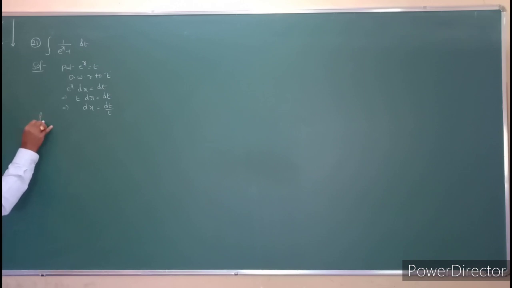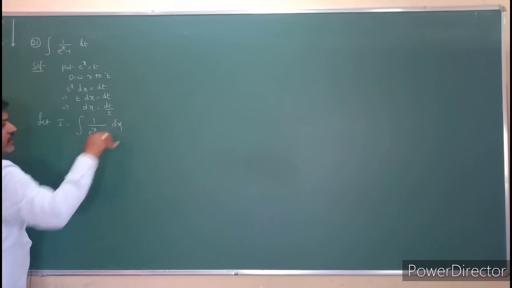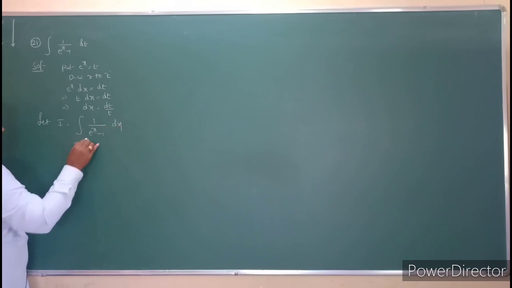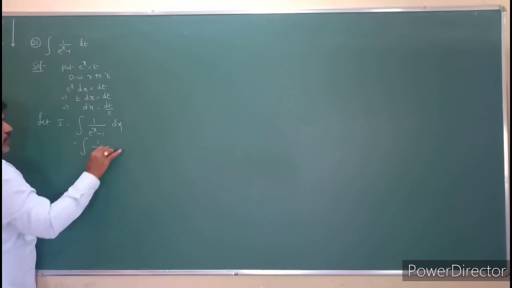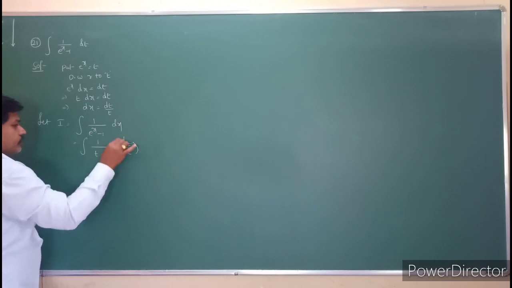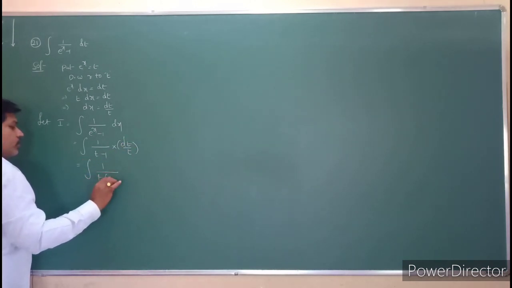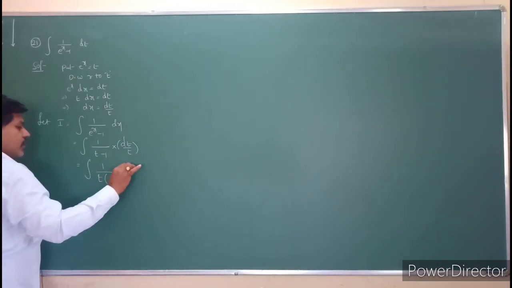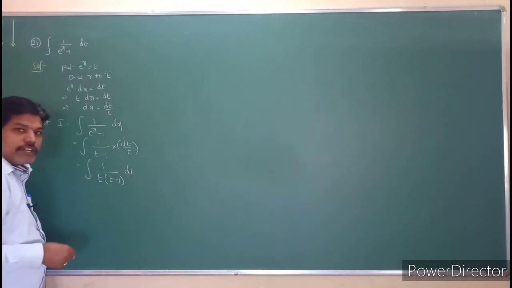So take the problem here. Let I is equal to integral of 1 by e power x minus 1 into dx. So this can be written as integral of 1 by e power x minus 1. E power x is t, so it will become t minus 1, into dx value, which is nothing but dt by t. So what is the problem? Integral of 1 by t into t minus 1 into dt.